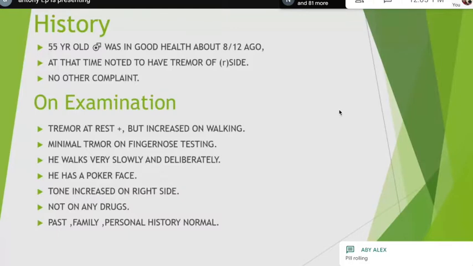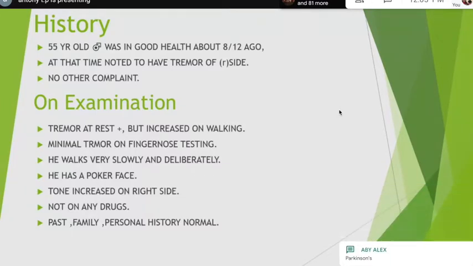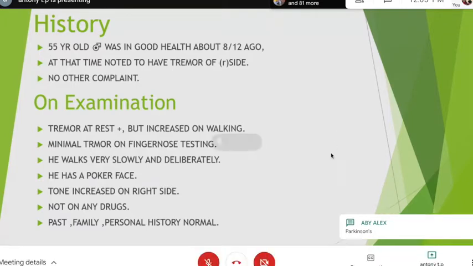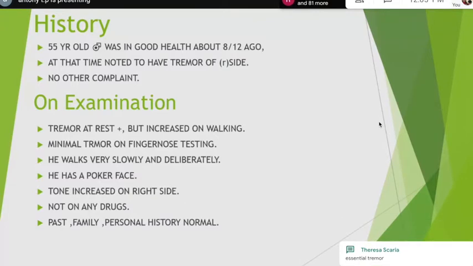Can you hear me? Yes, sir. Parkinson's disease, yes. Wilson's disease. Very severe form of essential tremor. So how do you elicit rest tremor?